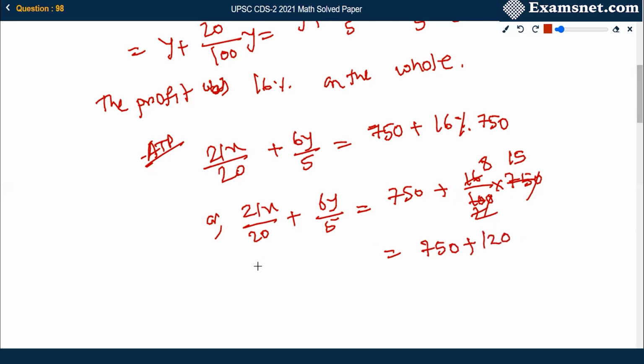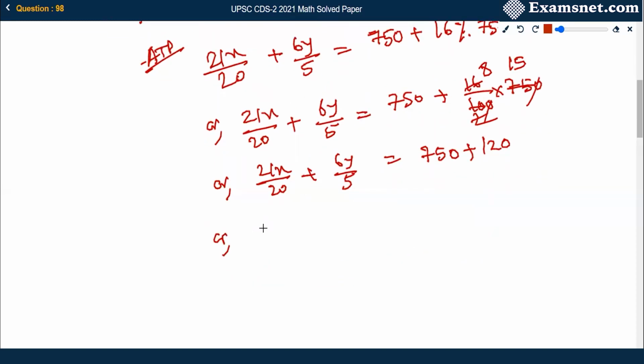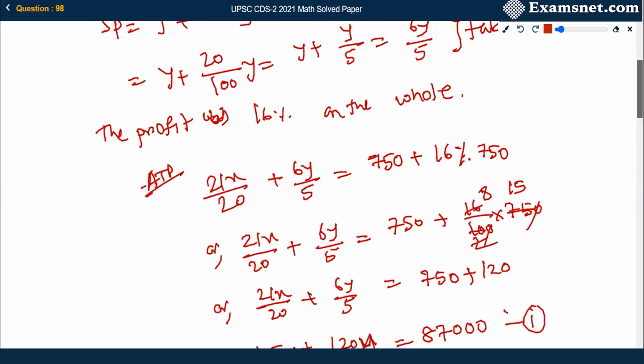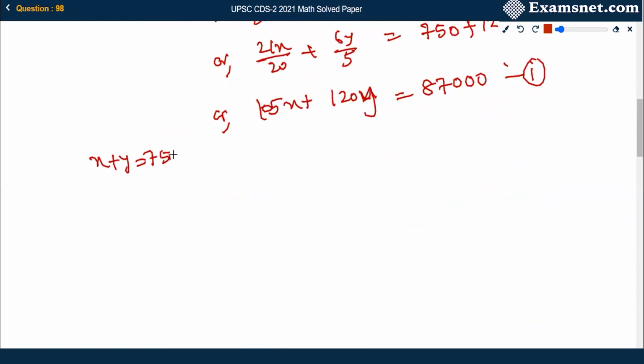Now after multiplying both sides by 100, we will get 105x plus 120y equals 870 times 100. This is one equation. Another equation is the total cost price was 750, right? So x plus y is 750. From here I can write y equals 750 minus x, correct?